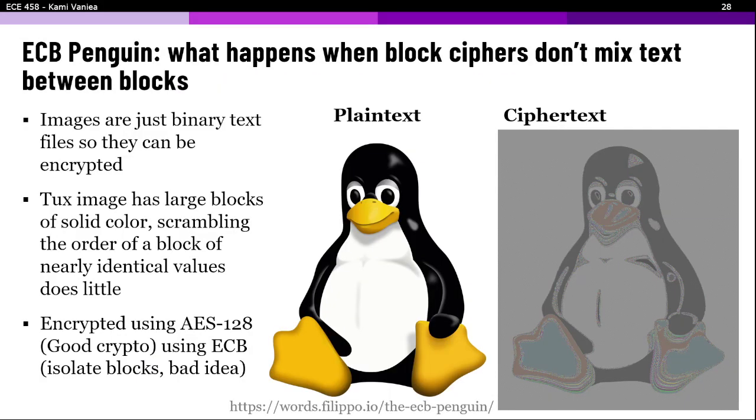Let me show it graphically. This is called the ECB penguin. What happens when block ciphers don't mix text between blocks? On the left, you have the plain text. On the right, you have the cipher text. Note that this is not an artistic rendering. It is actually the cipher text. What has happened is we've encrypted this penguin with AES 128, which is good crypto, and then we turned off the advanced stuff that I haven't covered yet, which is a bad idea.